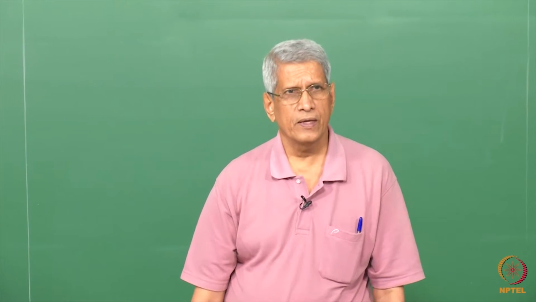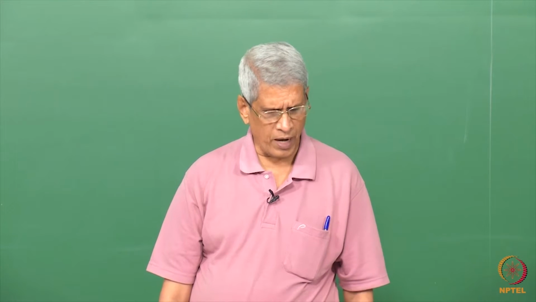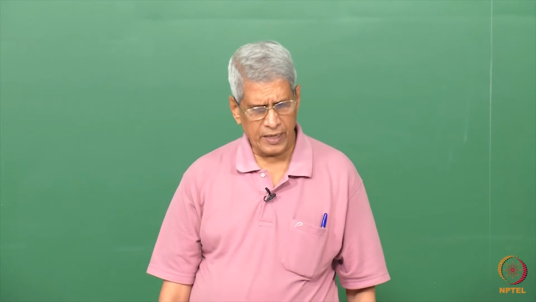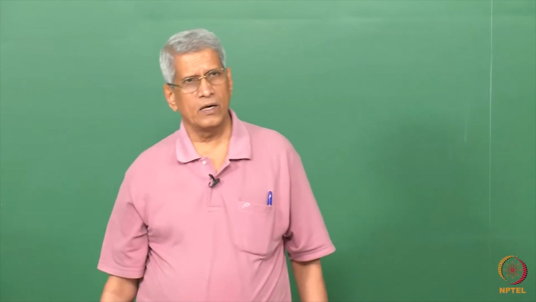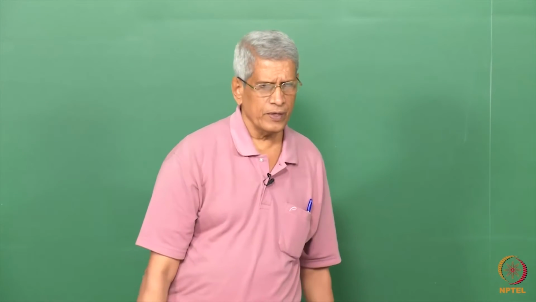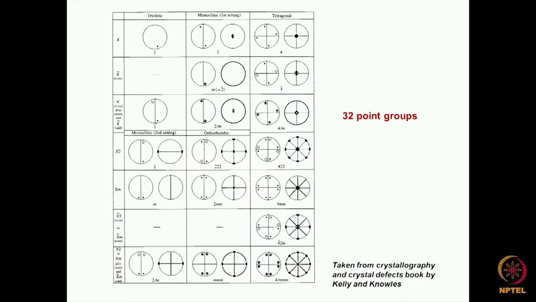In short, we have 32 point group symmetries. The combination of all the symmetry elements which you consider gives 11. Roto-inversion gives another 5. Then the combination of proper and improper rotation axes gives another 16. So, in short, 32 are generated. In this slide, I am just showing how they are represented in a stereographic projection.